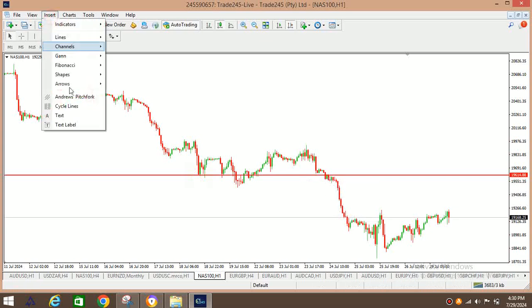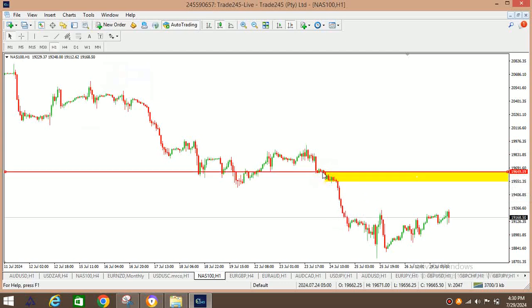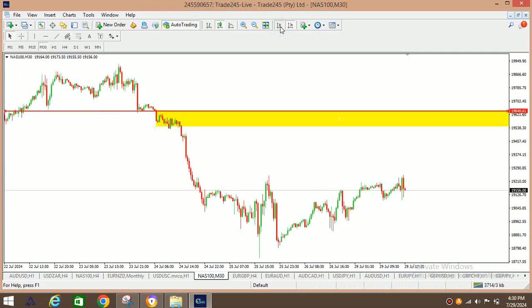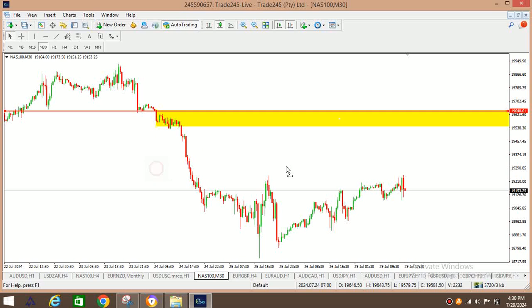Then you just highlight your base candle here, here, and here, and then you have a very, very good trade. Voila, a very good trade. So what is going to happen? Let me go to a lower time frame so we can have a clear view. You see, it's looking very nice on the lower time frame.